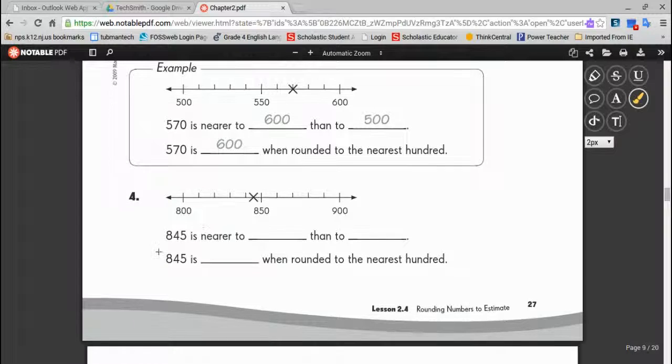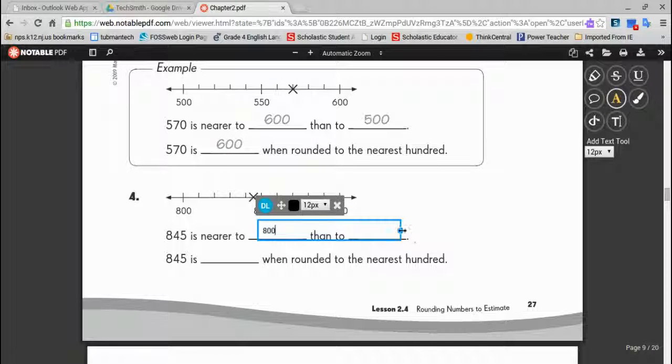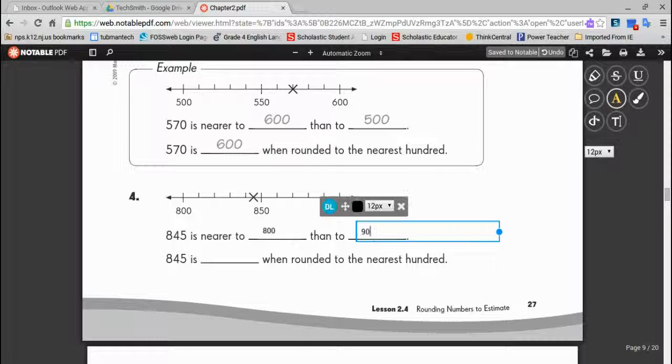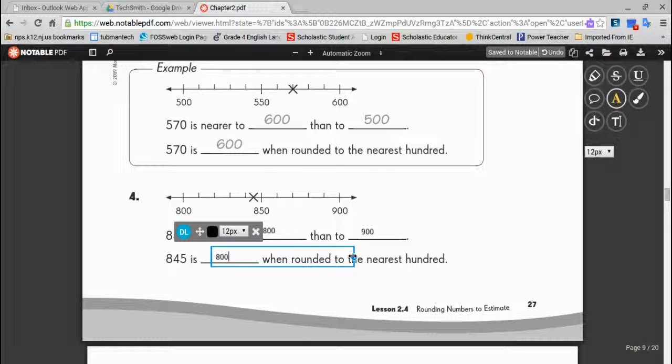Let's look at number 4. 845, would they put the X over there? So 845 is nearer to 800 than to 900. And let's write that in right now. So 845 is nearer to 800 than to 900. So that means 845 is 800 when we round to the nearest 100.